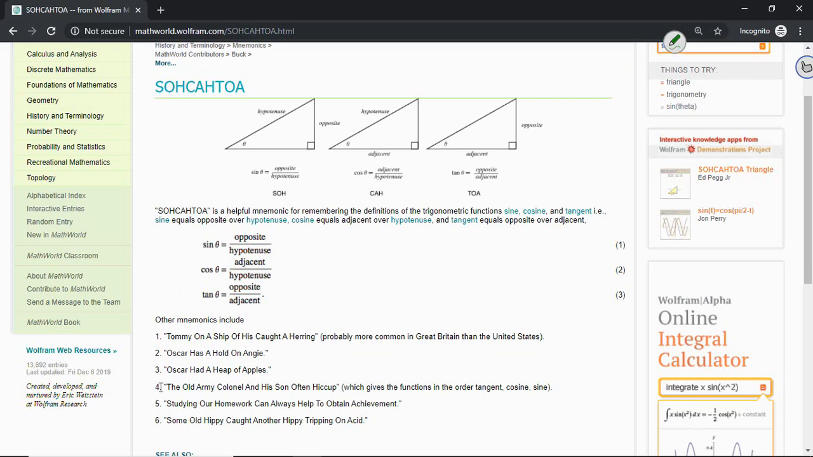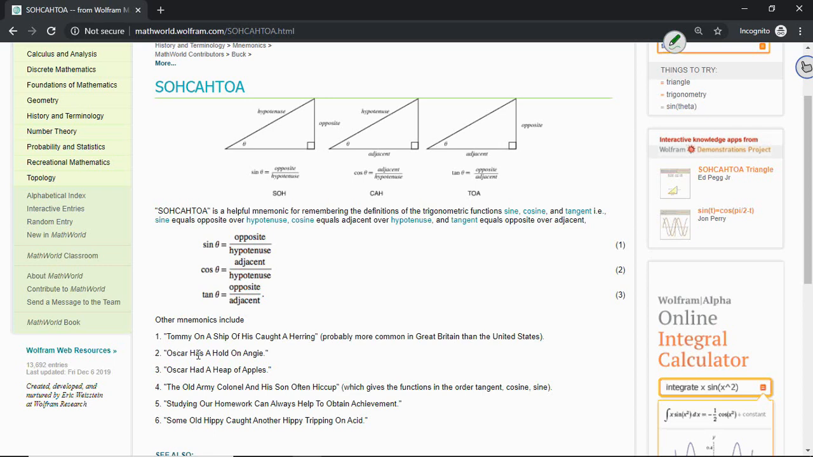Sentences 1 and 4 are just sentences that tell us in a different order. They do tangent, then the first one's tangent, then sine, then cosine, and this one's tangent, then cosine, then sine. And then 2 and 3, they don't tell you sine, cosine, tangent, but they do tell you the ratios.